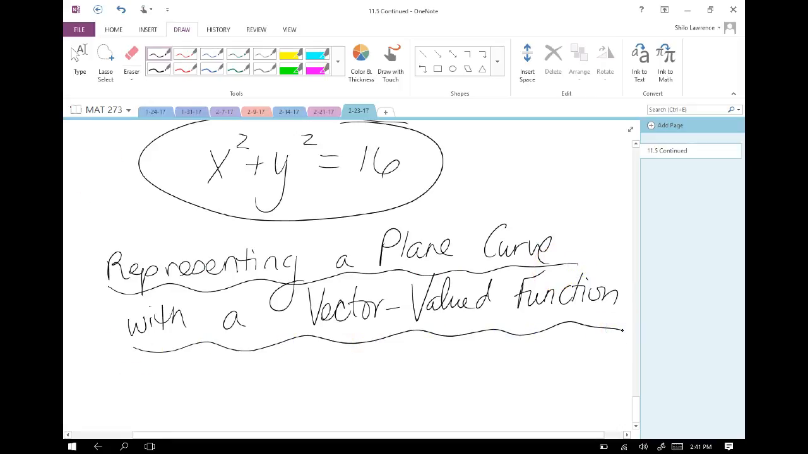So we just got done doing 2 examples where we changed a vector valued function into a regular rectangular equation. We're going to do that in reverse now. We're going to take a regular rectangular equation and turn it into a vector valued function. And actually this way is easier.